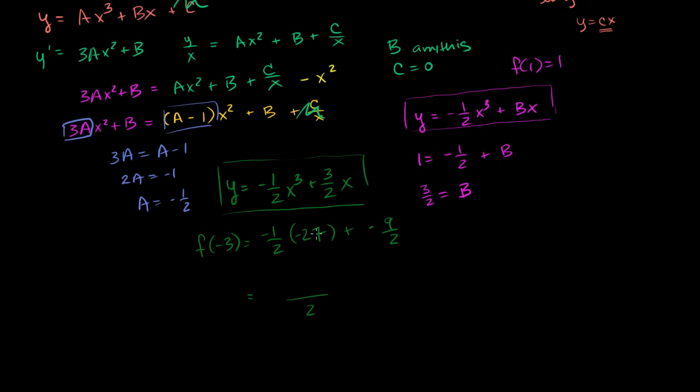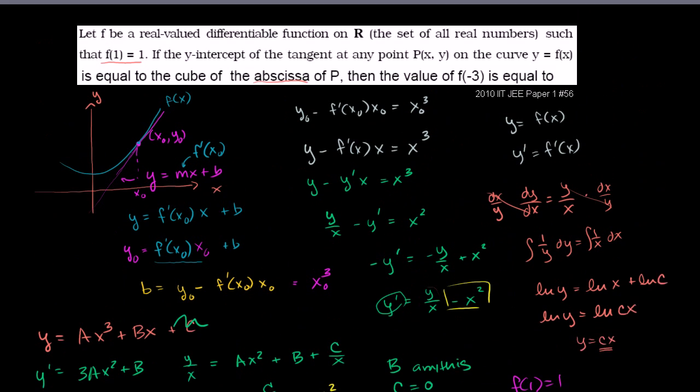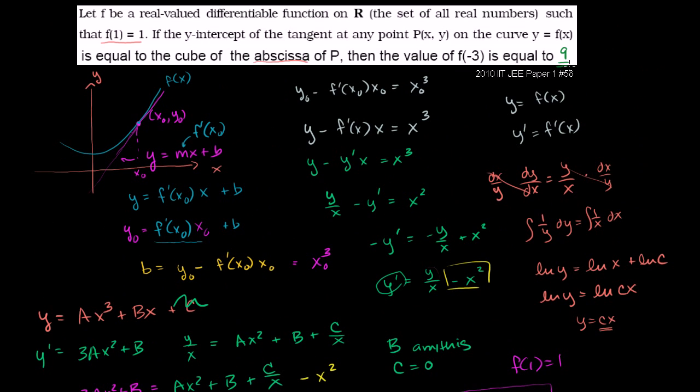Negative 1 times negative 27 is positive 27. And then you have a minus 9, right? This is 27 over 2, minus 9 over 2. So this is equal to 18 over 2, which is equal to 9. And we are done. This is equal to 9.